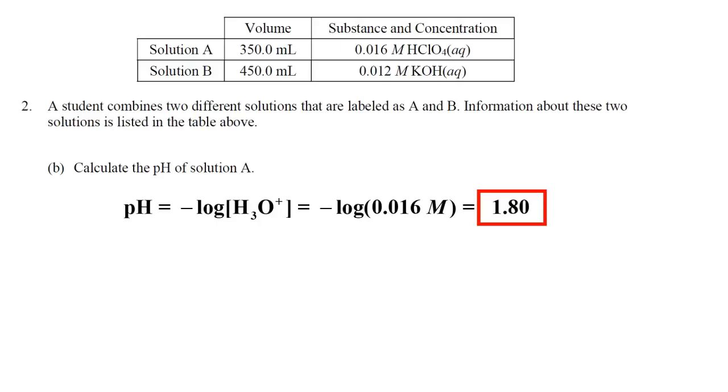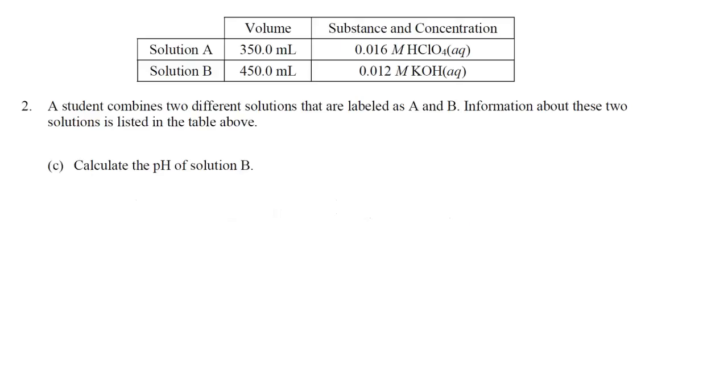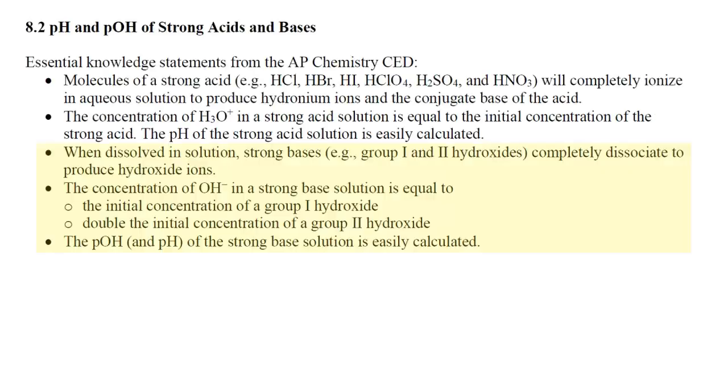Now let's move on to part C of this question. Part C says to calculate the pH of solution B. Well, solution B is not a strong acid, but solution B is a strong base. We have 0.012 molar potassium hydroxide. And potassium on the periodic table is located in group 1. So this is an example of a group 1 hydroxide. So back to topic 8.2.